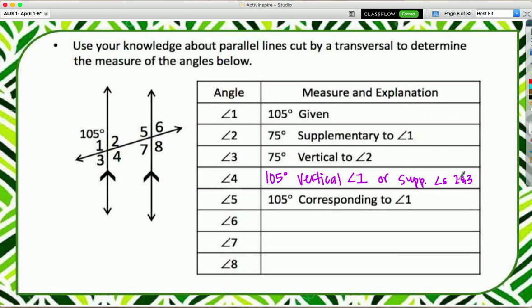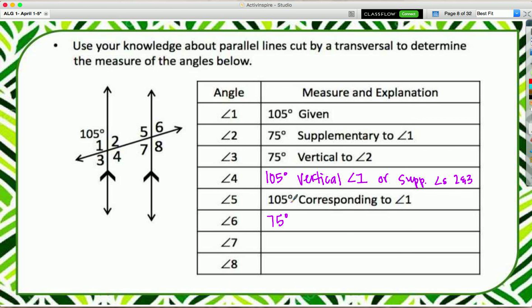So we have angle 5 already, and it's corresponding to angle 1. It's in the same position on the intersection. So, Captain, what's angle number 6? Okay, could you give me a justification for it? Okay, I know we're just learning it. Anybody have any other words?